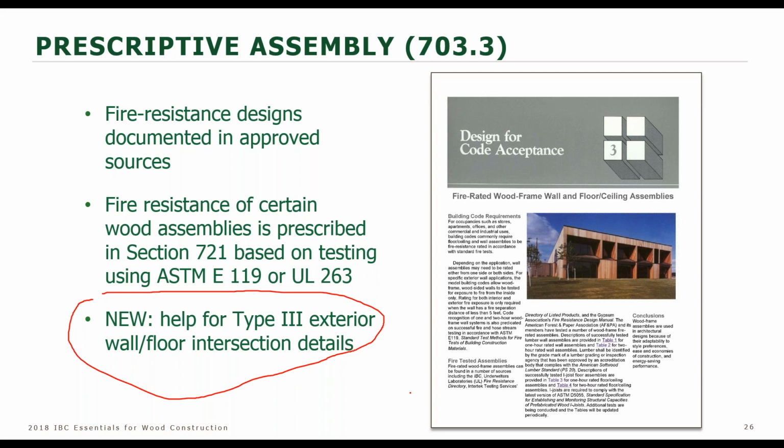This document contains new details for wall floor intersections that will be very useful in type 3 construction. So just take note of that. We decided to put it into this document in response to many questions for how do you join a 1-hour floor to a 2-hour exterior wall in type 3B, for instance. That's a major question. There are practical ways to do it, and we have some details in here. So take a look.